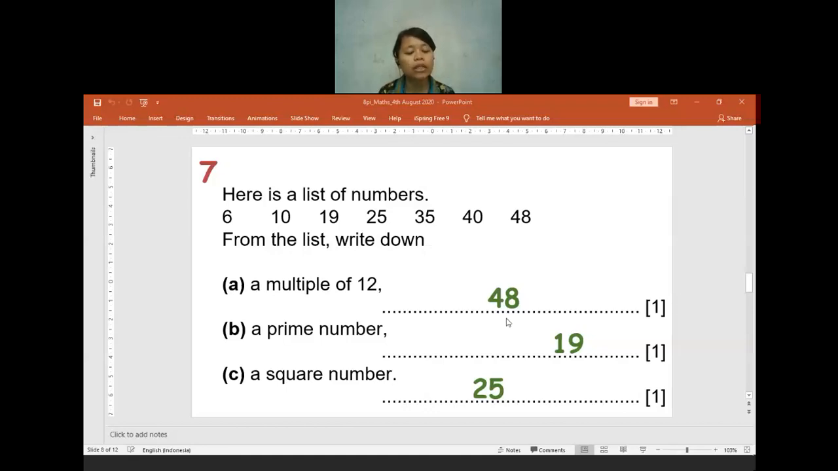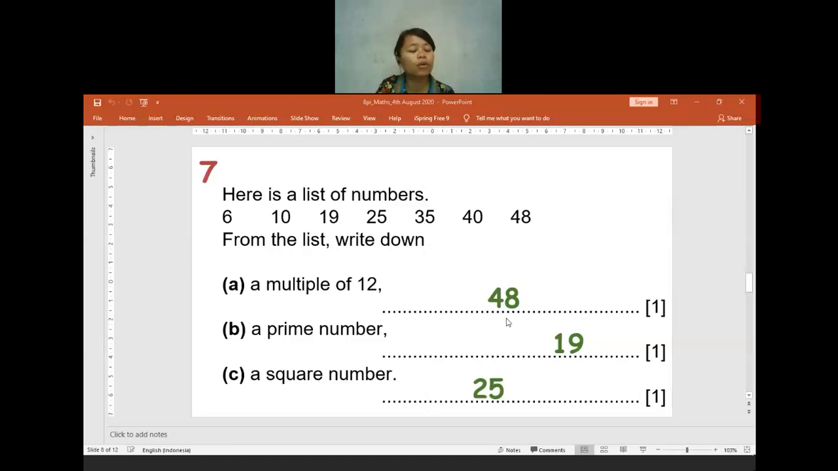For the last question, we have to find the square number. Square number in here is only number 25 because 25 will be equals to 5 times 5. The number are equal, so we can take 25 as the square number.